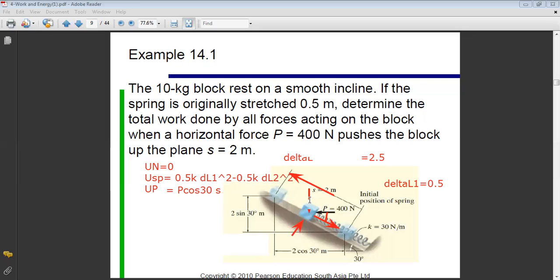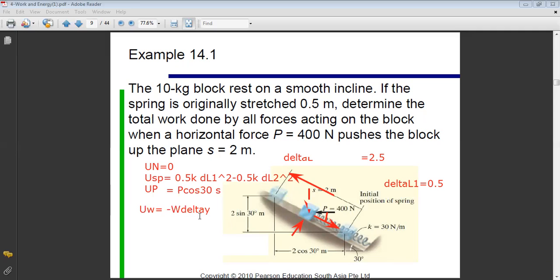Finally, I need the work of the weight. For the work of the weight, I can do 2 things. I can use 2 methods. We developed together that the work of the weight is minus W delta Y, with delta Y upward. So we can try to apply this formula here. Minus W delta Y.